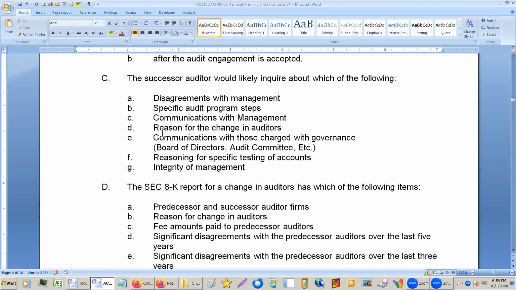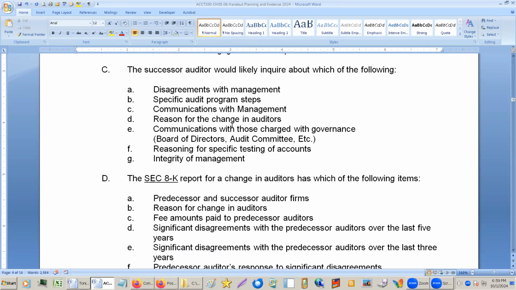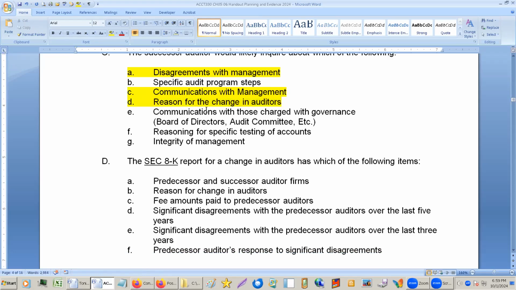The successor auditor would likely inquire about which of the following. It could be more than one here. Obviously, there's more than one. Disagreements with management. Would they want to do that? Yes. Yep. So we're going to do that one. Specific audit program steps. Probably not. Communications with management. Yes. Yep. Reason for change in auditors. Yeah, and again, the reason for change could just be that the previous CPA firm just doesn't want to do the audit anymore. It doesn't necessarily have to be a bad thing, but it can be.